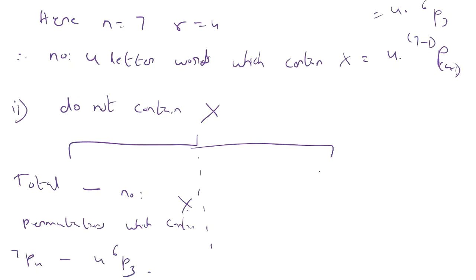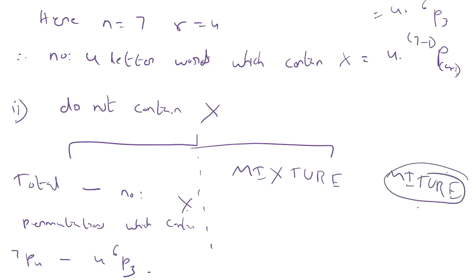Which do not contain X. We have these letters of the word MIXTURE. So what you do is remove X. If you remove X, what do we have? M-I-T-U-R-E. Now how many letters are there here? 6. And the requirement is we have to form 4-letter words, which is nothing but 6P4. Both the answers are correct. If you want, you can cross check. You can expand these things and check that both the answers give the same number.